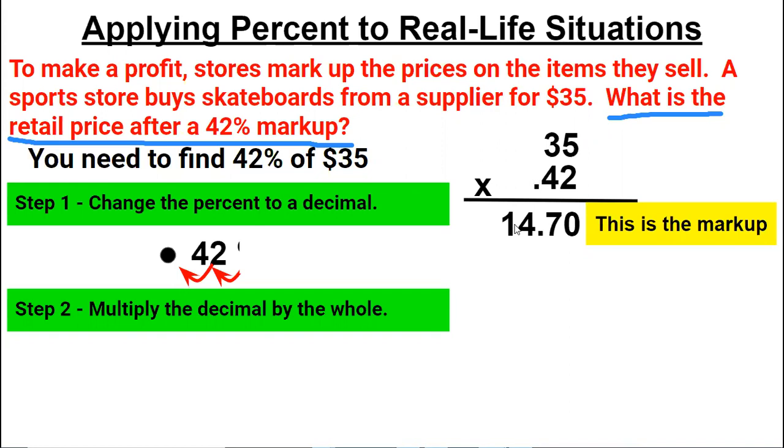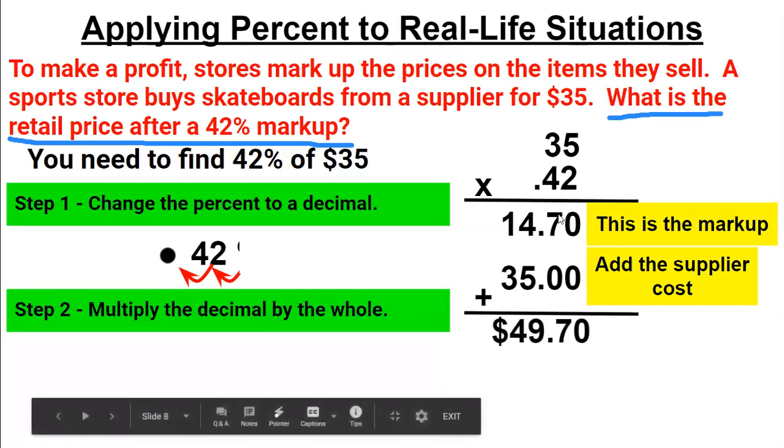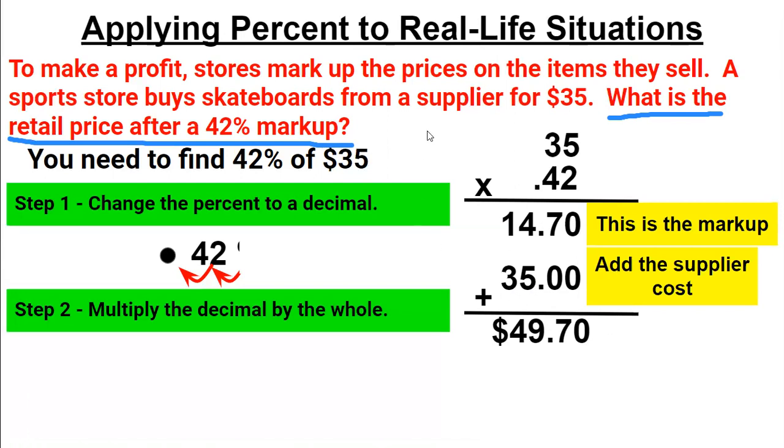So we have to do what? We have an extra step. We have to add the $35 supplier cost plus the $14.70 markup. And that'll give us how much she wants to sell this skateboard for. So if we add that up, 0 plus 0 is 0, 7 plus 0 is 7, 5 plus 4 is 9, and 3 plus 1 is 4. She will charge $49.70 in her store for the skateboard.